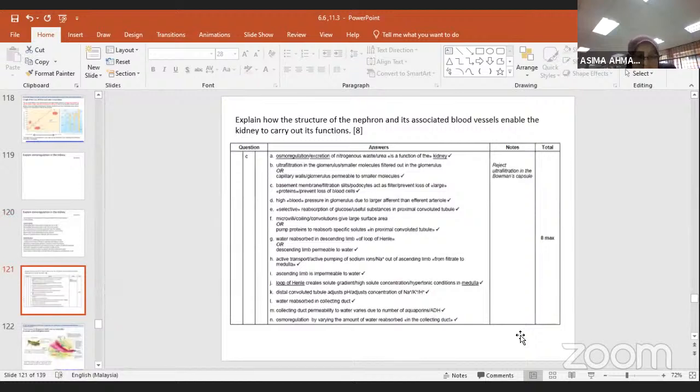I think this is a more recent question. Explain how the structure of the nephron and its associated blood vessels enable the kidney to carry out its function. This one you have to explain from the beginning, and it enables the kidney to carry out its function. So you talk about osmoregulation or excretion, starting from ultrafiltration, because it does not specify where. We have to start and explain everything until the collecting duct.